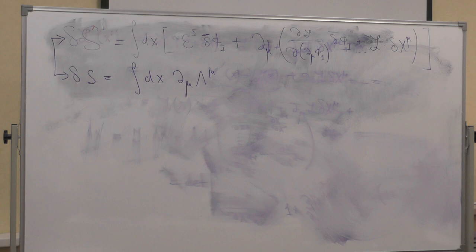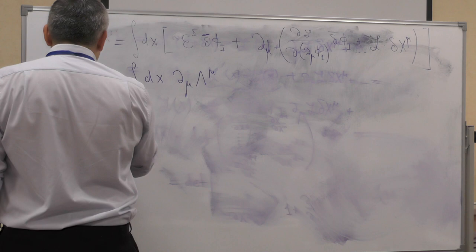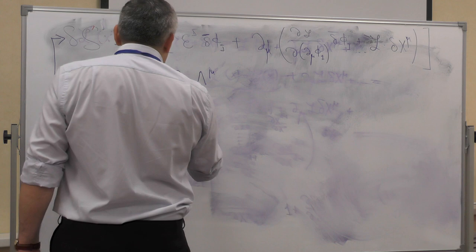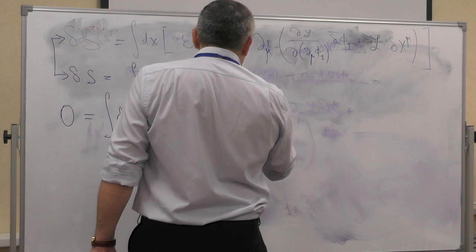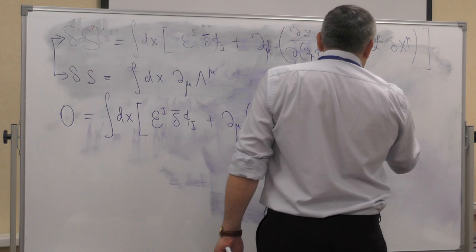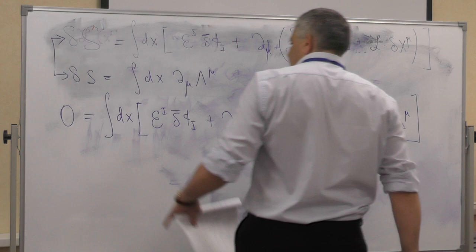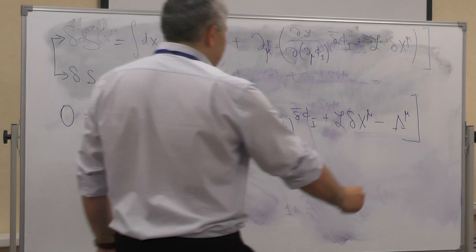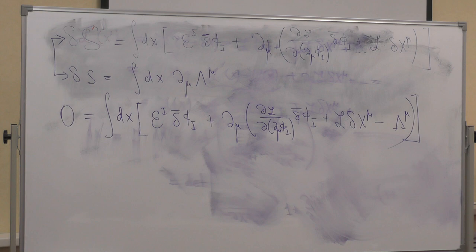If we are talking about the symmetry of the action, that precisely means that these two coincide. And so I subtract one from the other, and I obtain the following statement. 0 is equal to the integral dx of epsilon I delta bar phi I, plus d mu of dL over d d mu phi I delta bar phi I plus Lagrangian delta x mu minus lambda mu. Such an integral must be equal to 0. Let me close the bracket. So this is the result of our variational analysis.